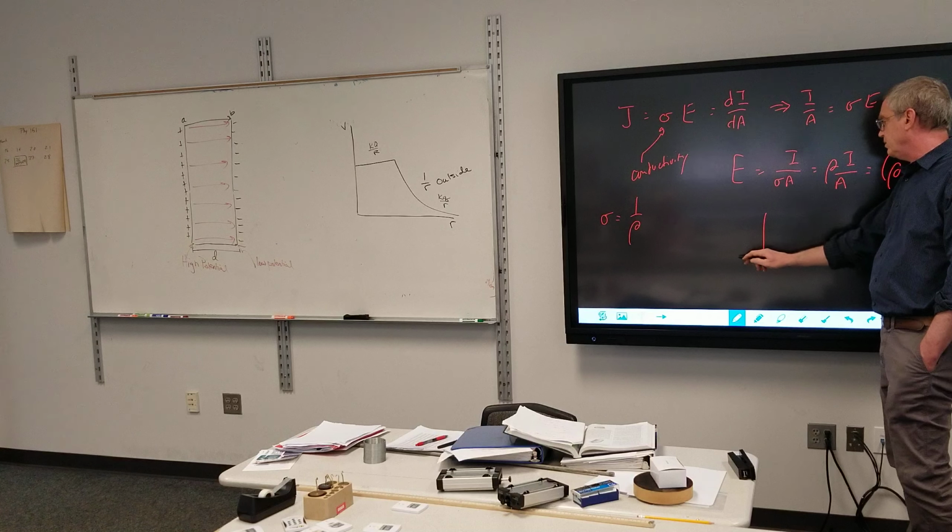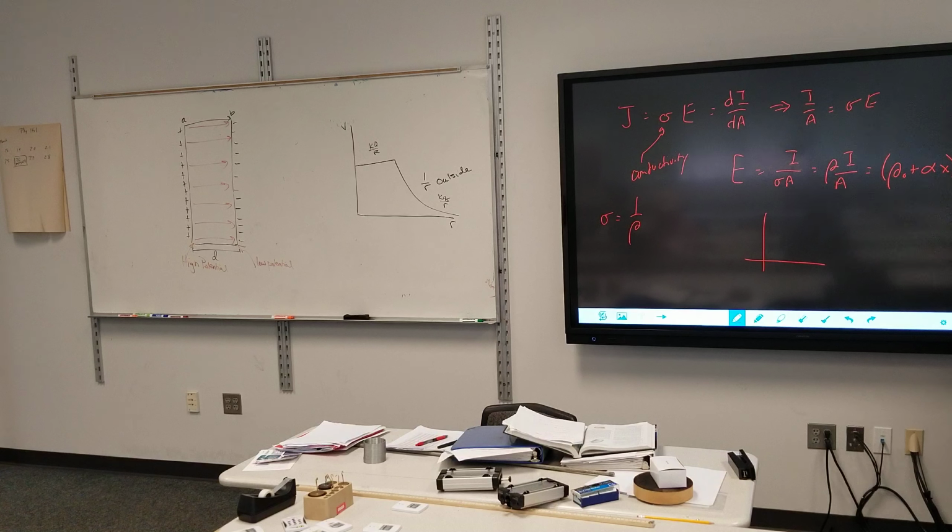And so if we plot it, it's a linear relationship. We can put it into slope-intercept form. My electric field is equal to I alpha over A times x plus I rho sub naught over A. There's my intercept, and there's my slope.